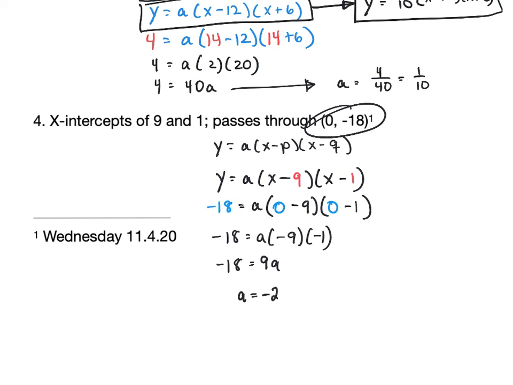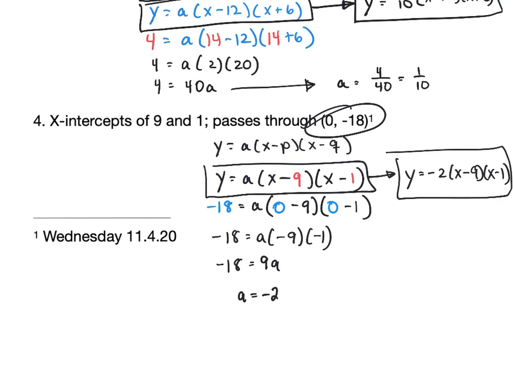negative 2. And now we just go back to this equation we have up here, where we knew everything except for the a value. Y equals negative 2 times x minus 9 times x minus 1. And that is our final solution. We know the x-intercepts are at 9 and 1. This one's going to open upside down, and it's going to be pretty narrow because of that 2 out front.